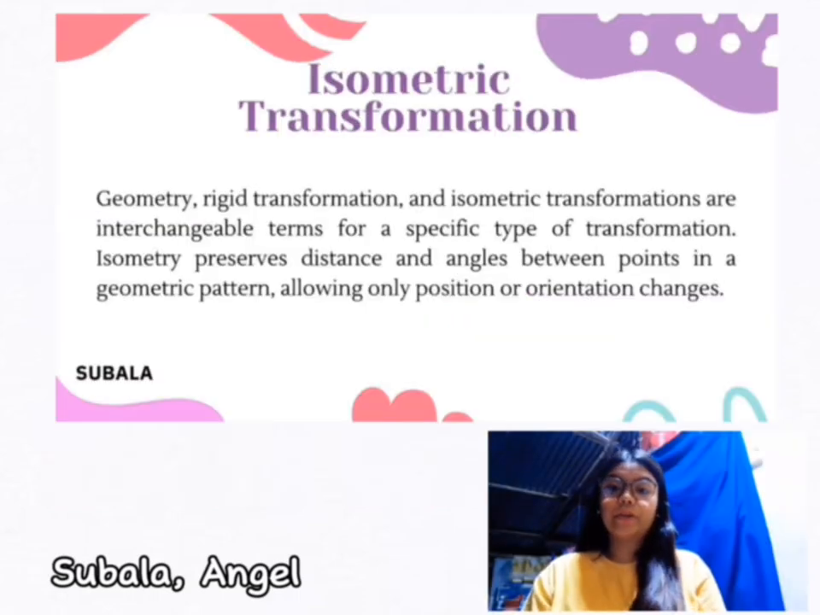An isometric transformation, also known as a rigid transformation, is a type of geometric transformation that preserves both the distance between points and the angles between lines. This means that the shape and size of any geometric figure remain the same after the transformation, even though its position or orientation might change.